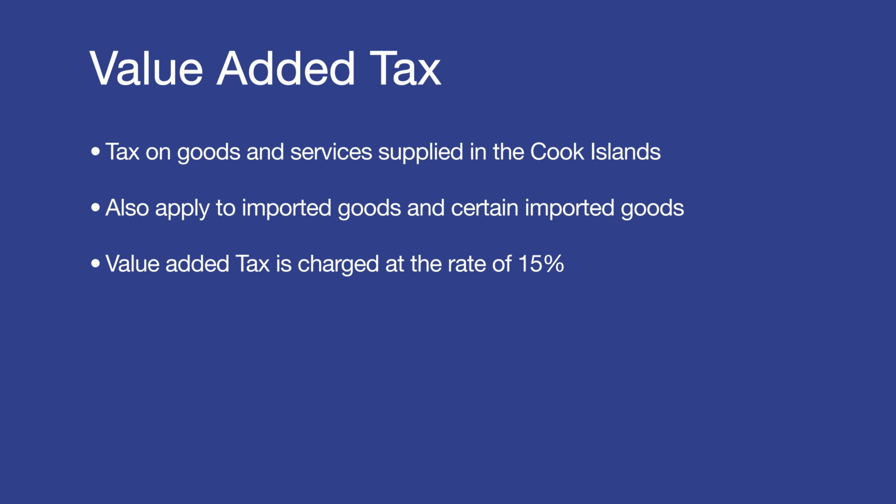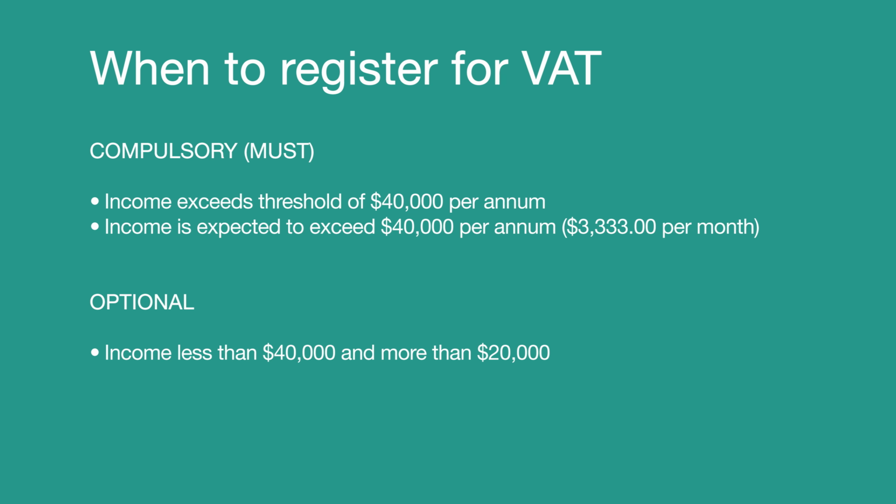So what is VAT? VAT is a tax on goods and services supplied in the Cook Islands. This is also applied to most imported goods. The VAT is charged at a rate of 15%. When should you register for VAT? As a sole trader, you must register for VAT if your annual income exceeds the $40,000 threshold, or if you expect to exceed it. This means earning or expecting to earn $3,333 per month. Alternatively, registration is optional if your business annual income is between $20,000 and $40,000.